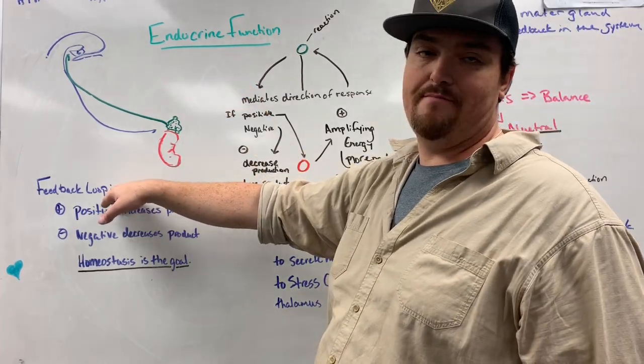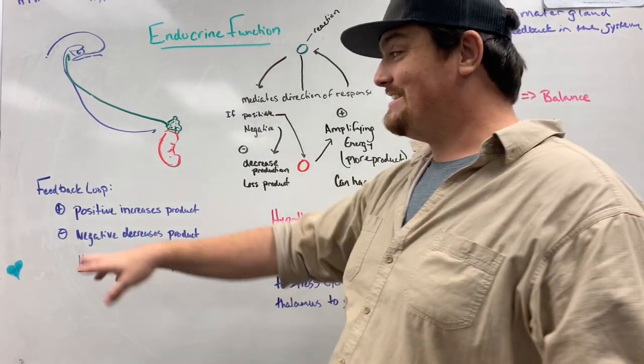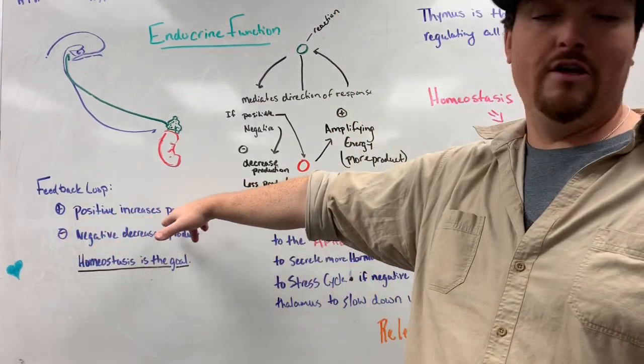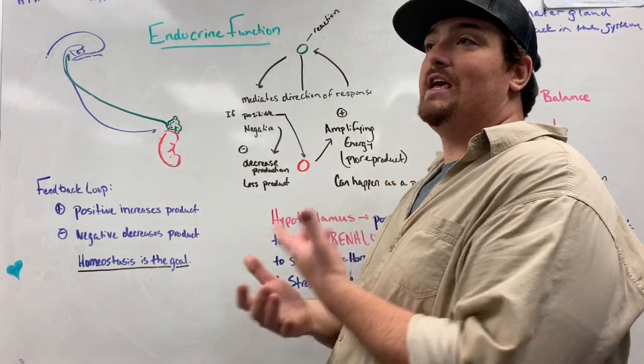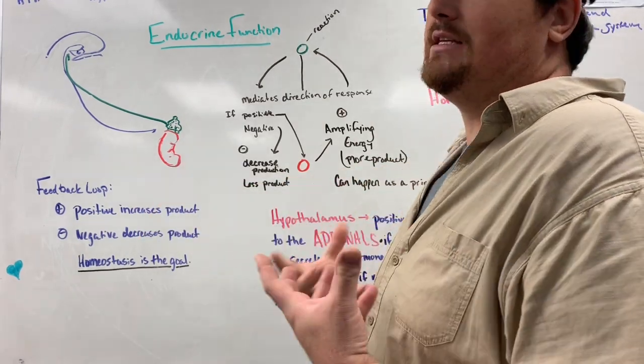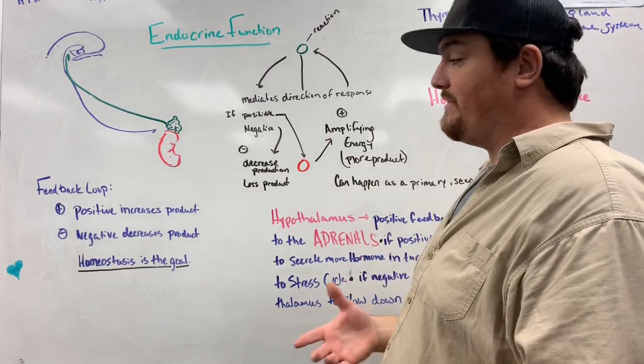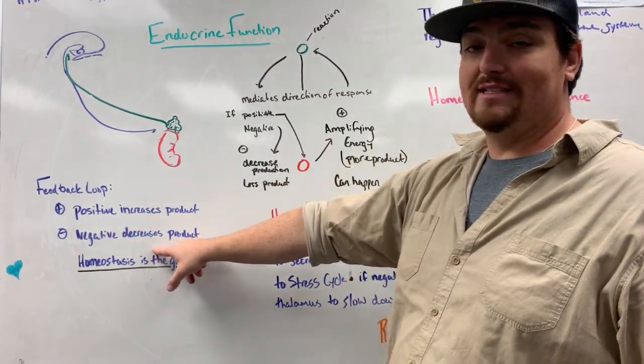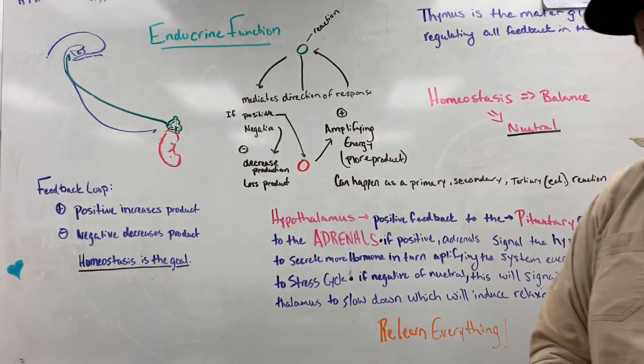We're looking at feedback loops. In simple terms, there's two different kinds. There's a positive and a negative, right? So if it's a positive, it's gonna increase the amount of product. So it's gonna increase the amount of chemicals that are released into the system, right? Via the cardiovascular system. If it's a negative response, then it's going to decrease the amount of products, right?